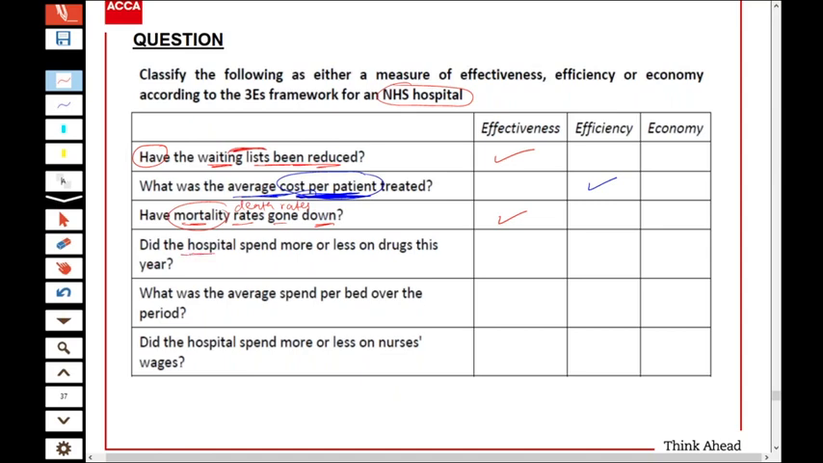Next, did the hospital spend more or less on the drugs this year? These are medicines, and medicines are purchased. When it comes to the usage on the patient, that shifts towards efficiency. But when it is the purchase and the purchase cost, that is economy. Purchase cost means economy. That is purchasing. When you are using them, that is from the efficiency perspective.